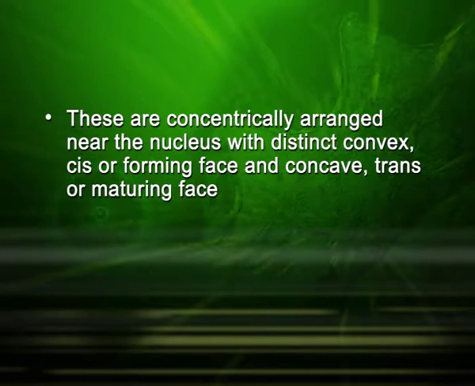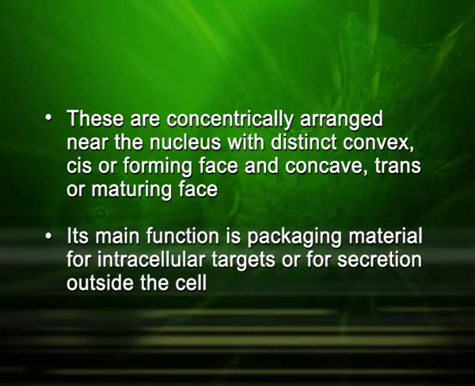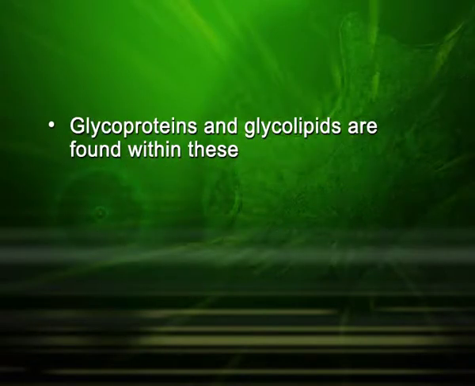These sacs are concentrically arranged near the nucleus with a distinct convex cis or forming face and a concave trans or maturing face. Its main function is packaging materials for intracellular targets or for secretion outside the cell. Glycoproteins and glycolipids are found within these.